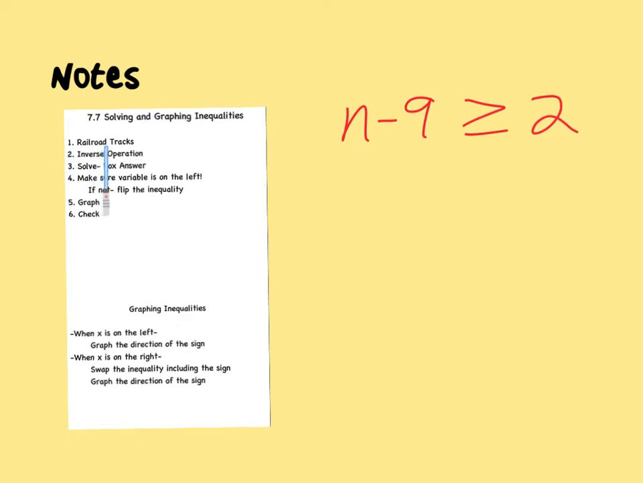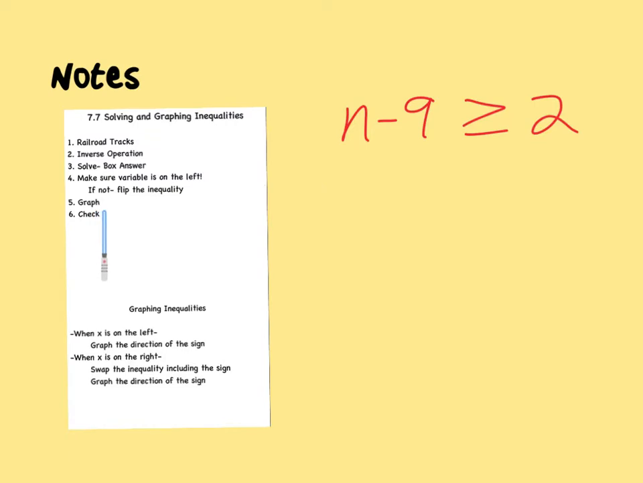Number one, we're going to use railroad tracks. We're going to use the inverse operation like we always do. We're going to solve and box the answer. Make sure the variable is on the left. This is huge. If it is not, flip the entire inequality. So I'm going to do one that has the variable on the left.